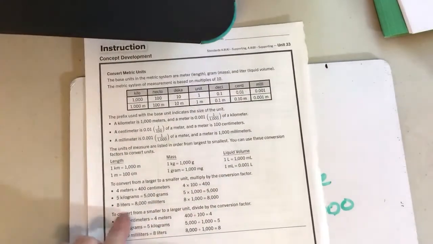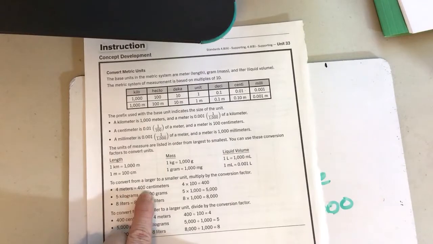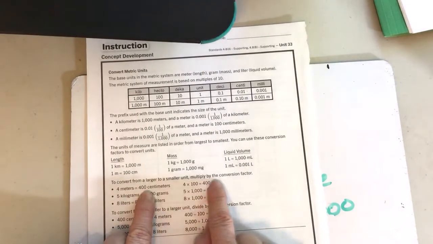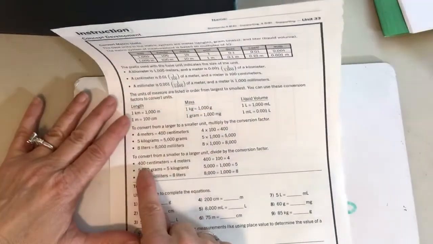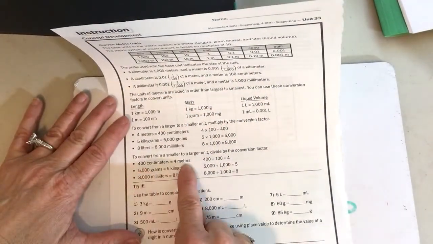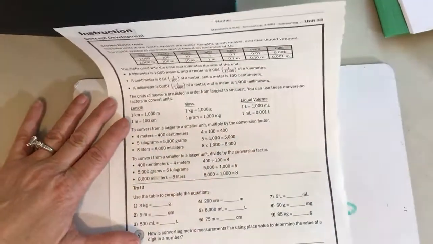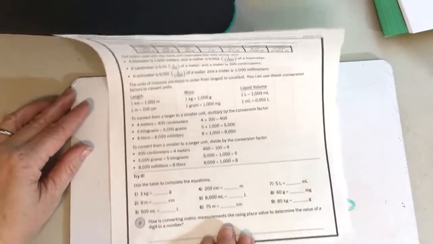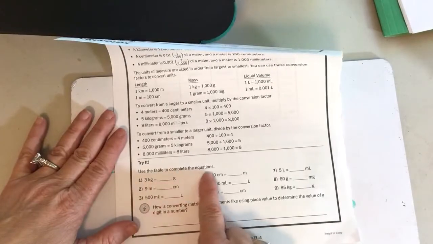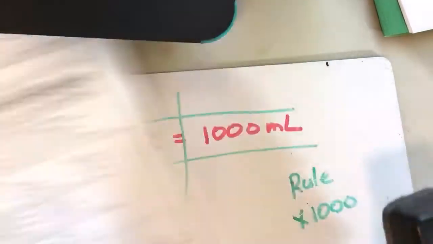So when you're going from something larger to something smaller, okay, you multiply by the conversion factor. If you're going from something smaller, centimeters to meters, then you divide by the conversion factor, okay? And I'm going to show you how to kind of create tables to help yourself. All right, it says use the table to complete the equation. So we're going to start with this one right here, number 1.